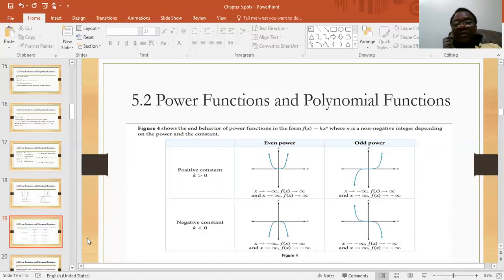When k is negative, for odd powers, when x tends to negative infinity, the limit is positive infinity. And when x tends to positive infinity, the limit is negative infinity.